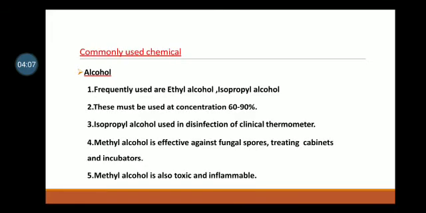Commonly used chemicals. Firstly, alcohol. Frequently used are ethyl alcohol and isopropyl alcohol. These must be used at a concentration of 60 to 90%. Third, isopropyl alcohol is used in disinfection of clinical thermometers. Then methyl alcohol is effective against fungal spores and is used for treating cabinets and incubators. Fifth, methyl alcohol is also toxic and inflammable.